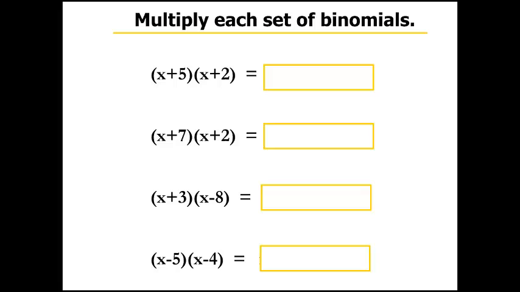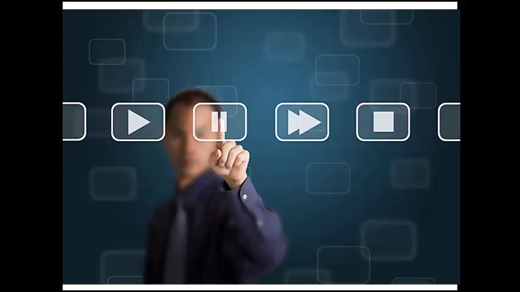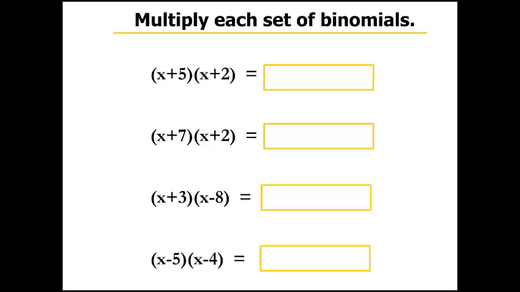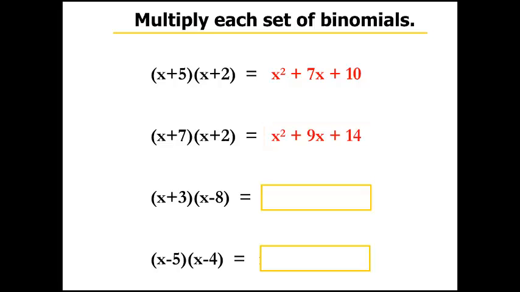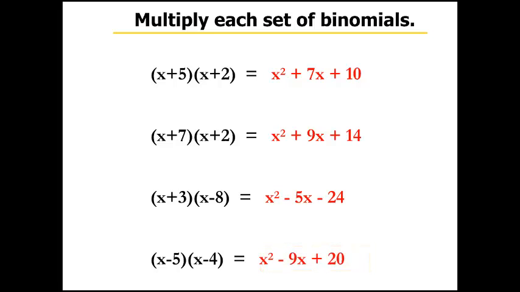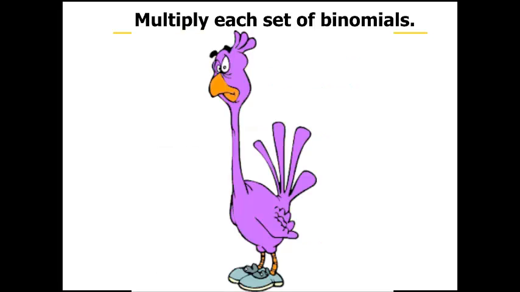So what I'd like you to do is take these 4 examples and multiply them out and tell me what you get. So if you're back with me, the first example, x squared plus 7x plus 10. The second example, x squared plus 9x plus 14. The third example, x squared minus 5x minus 24, and x squared minus 9x plus 20. It's essential that you have a really firm understanding of this and maybe have even noticed a pattern that is occurring when you multiply a set of binomials.